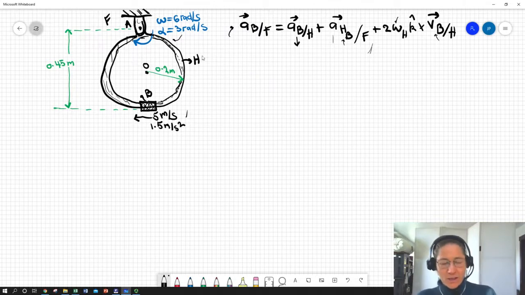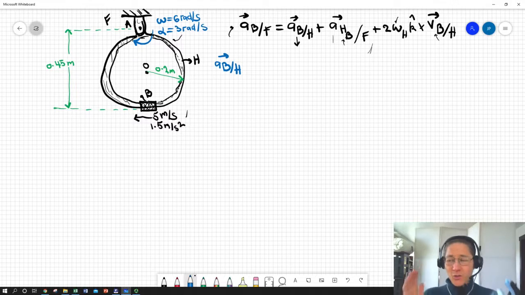Okay, so let's just break these out, and I'm going to use different colors just to make it a little more clear. So what is the acceleration of body B with respect to body H? For that, we pretend the hoop is standing still.